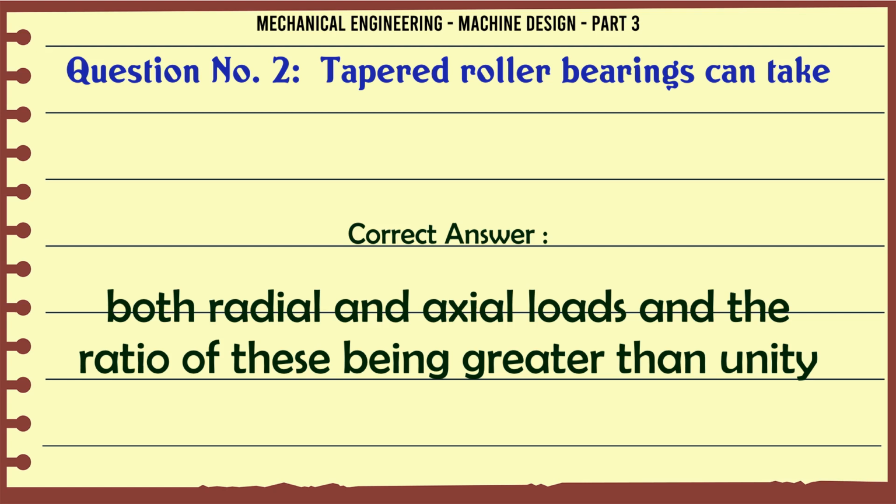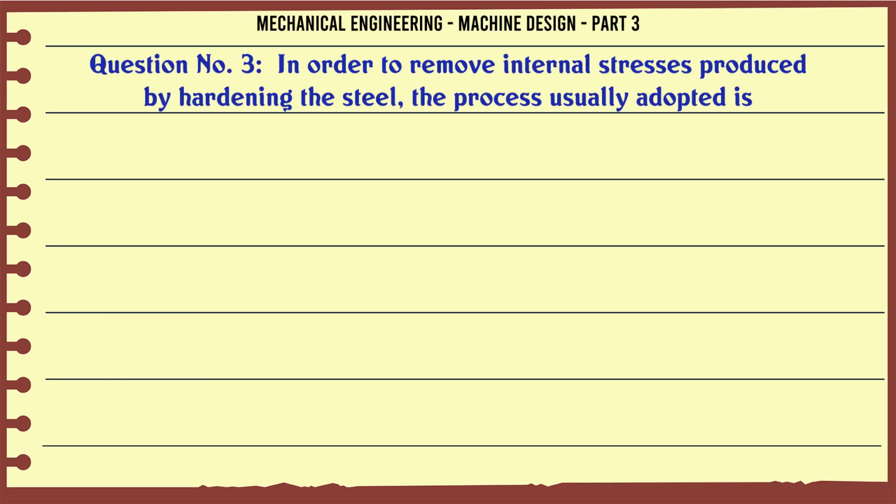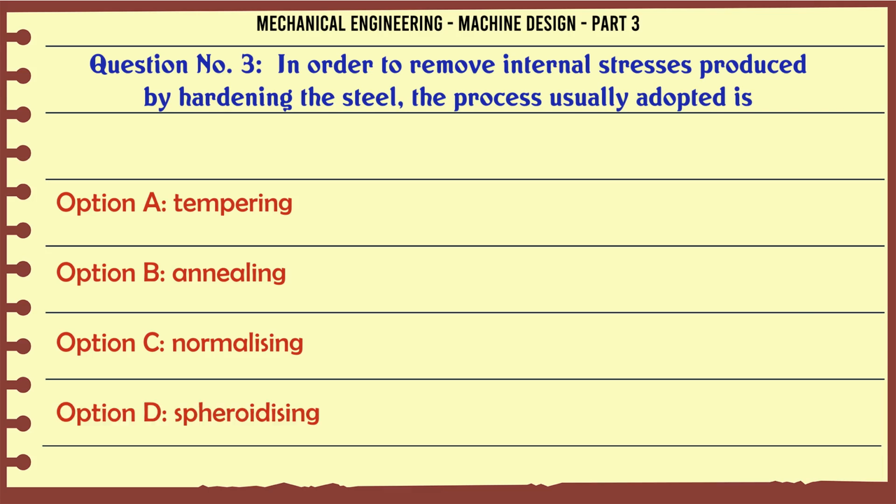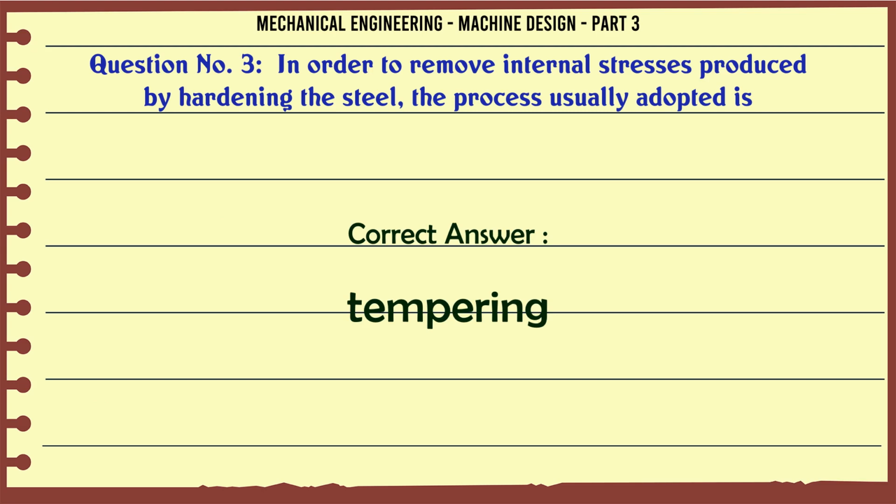In order to remove internal stresses produced by hardening the steel, the process usually adopted is A. Tempering, B. Annealing, C. Normalizing, D. Spheroidizing. The correct answer is tempering.